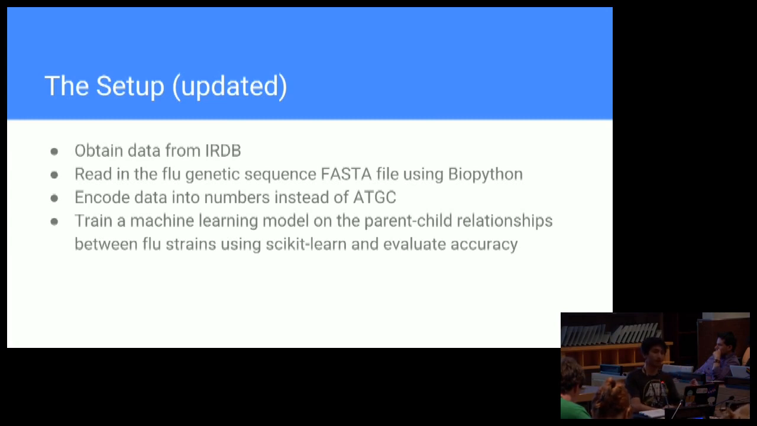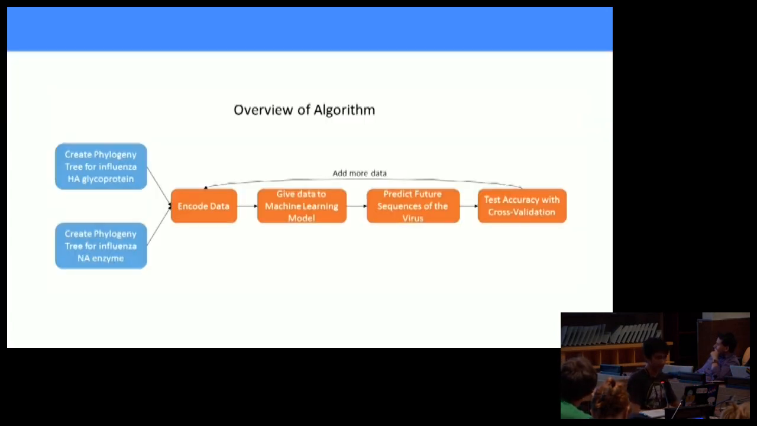With my previous algorithm, I would simply input the genetic sequence, which is a big string, roughly 1,700 letters long, just random combinations of the four letters A, T, G, and C, and I could input that directly into my flu prediction algorithm. However, scikit-learn only takes numerical input, so I had to encode those letters into numbers. So I had to add that step, and the last step stayed pretty much the same, with the exception that instead of writing my own algorithm, I would use the scikit-learn library.